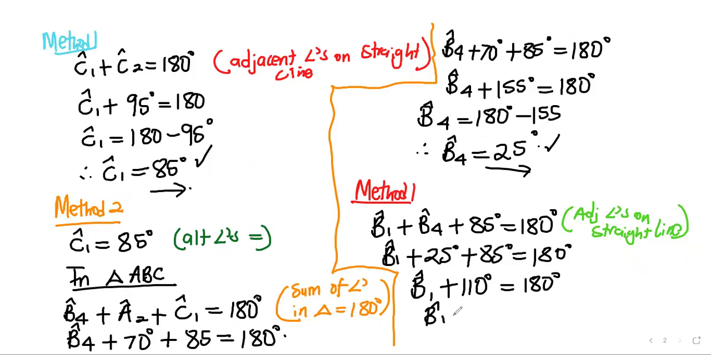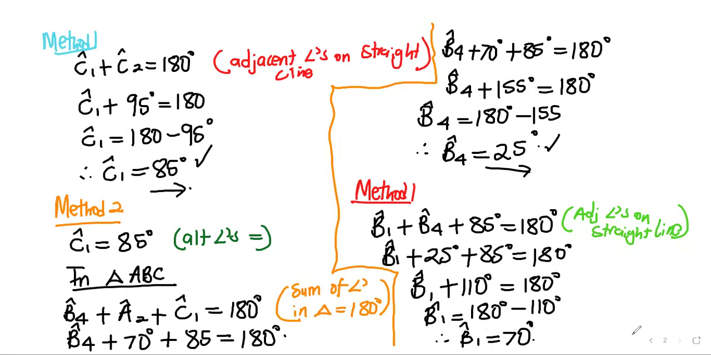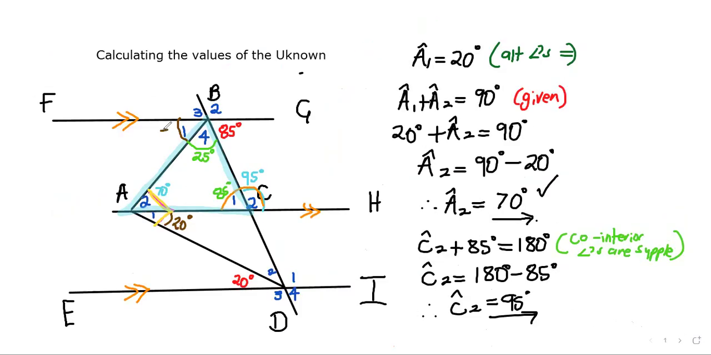Then B1 is equal to 180 degrees. You take 110, you transpose it to that side, it changes the sign to become minus 110. Therefore, angle B1 is equal to 180 minus 110. We are getting 70 degrees. Do you see? So you can go there on the diagram and write your angle. Let me double check. We're getting 70 degrees, which is correct.